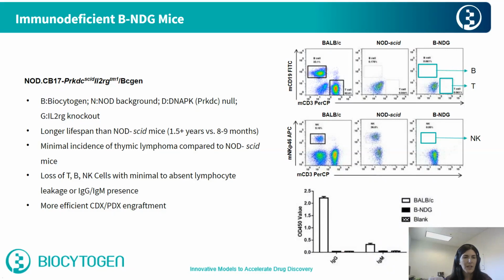of thymic lymphoma because they have essentially no lymphocyte leakage, which you can see on the right-hand side here from the representative data measured by flow cytometry, with essentially no B, T, or NK cells present as shown on the top right. Furthermore, there is no measurable presence of any IgG or IgM in the serum of these mice measured by ELISA, shown by the black bars on the bottom right. So together, these characteristics allow for efficient engraftment of human cell line-derived or patient-derived xenografts.